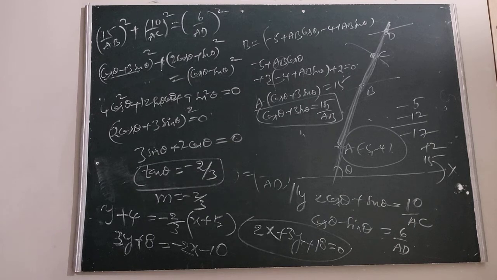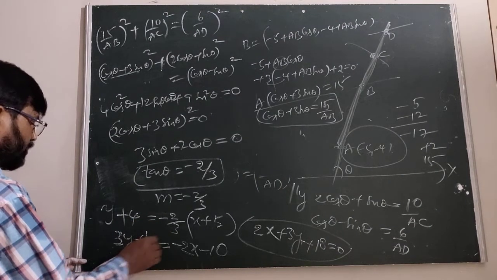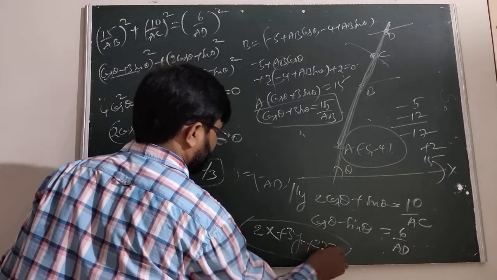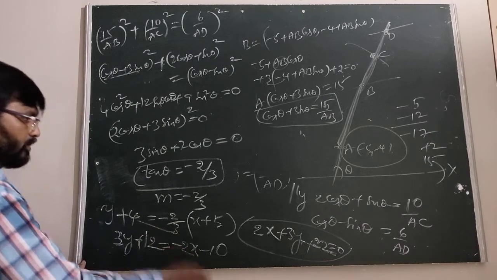2x plus 3y is there, 22. Yes, 4 threes are 12. Now this is 22. Yes, is it clear? 4 threes are 12. Therefore this is 22.